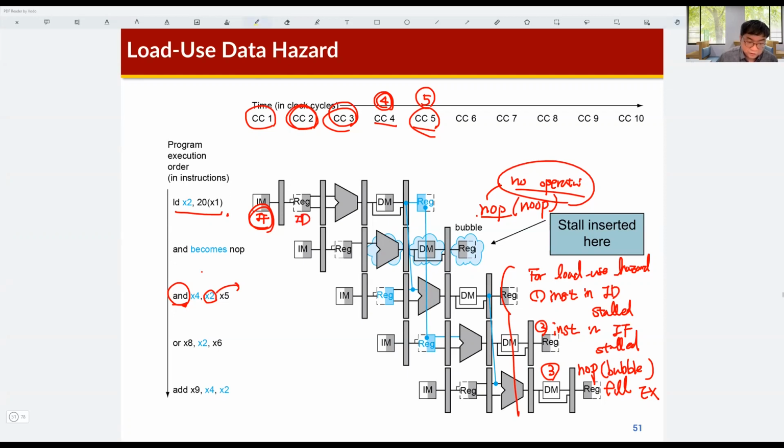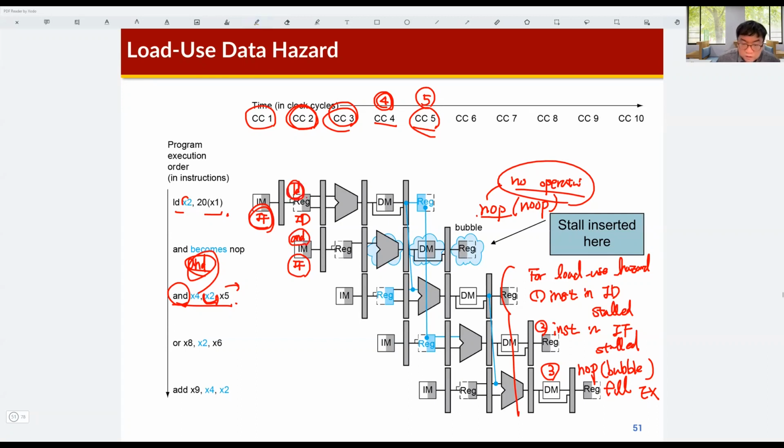And then this is the next instruction, and this next instruction requires the data from the load instruction. So the AND instruction is here, because this is the next instruction after the load instruction. The AND instruction is fetched from the instruction memory. So this is the AND, this is load.